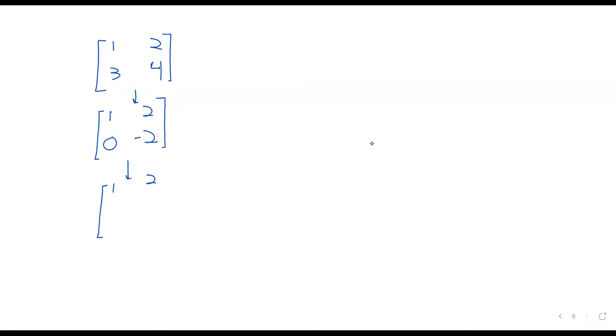For reduced row echelon form, we need that second row to have one as its leading entry. So we'll divide it by negative two. And then we'll multiply the second row by negative two and add it to the first row. And we do indeed get the identity.